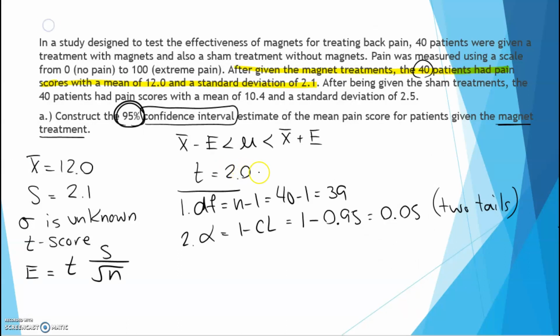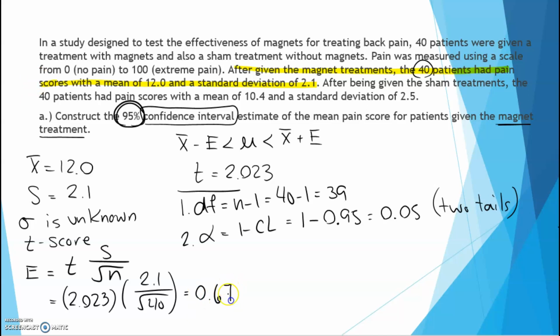So 2.023. Well, now I can find my margin of error. So this would be 2.023 times 2.1 divided by the square root of 40. And this will give me 0.672.